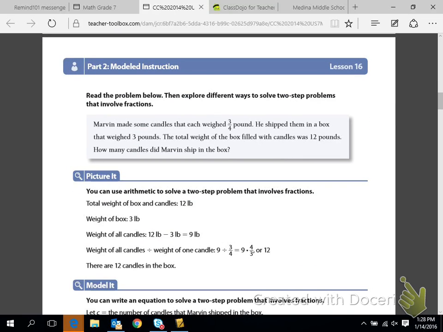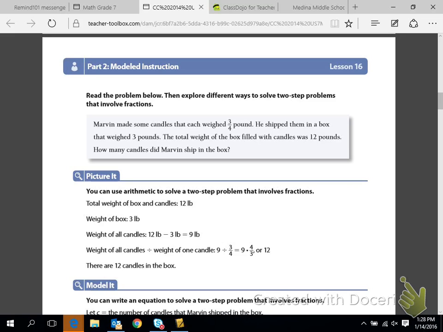We have another problem that now we want to read, then explore different ways to solve two-step problems that involve fractions. And fractions are no different than whole numbers. It's still important to read the problem and identify the important information. Marvin made some candles that each weighed 3/4 of a pound. He shipped them in a box that weighed 3 pounds. The total weight of the box filled with candles was 12 pounds. How many candles did Marvin ship in the box?